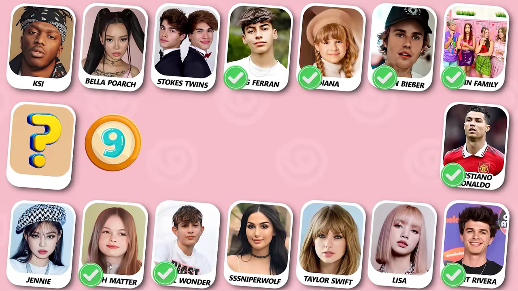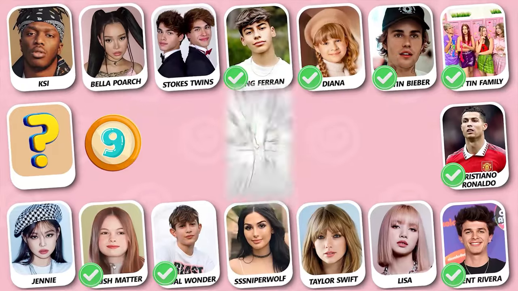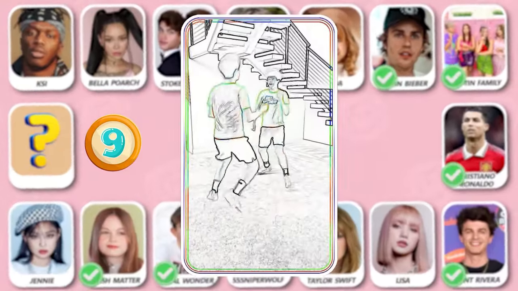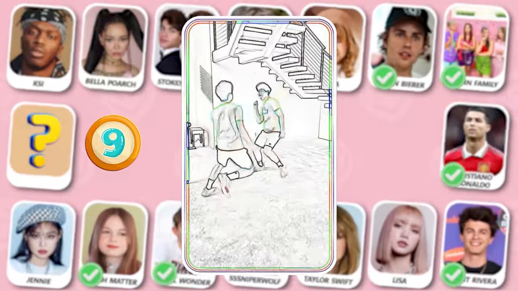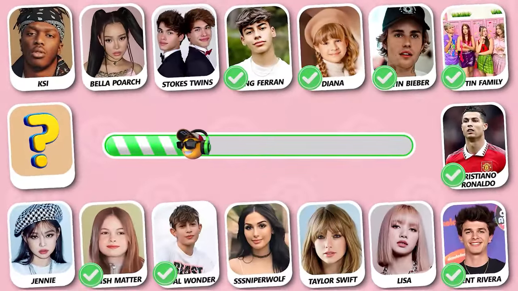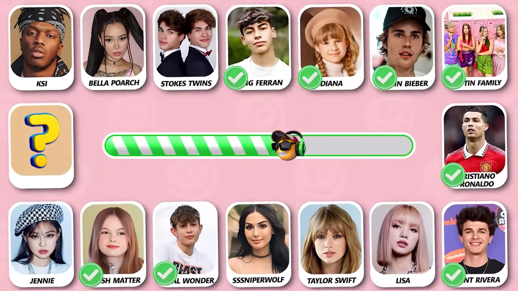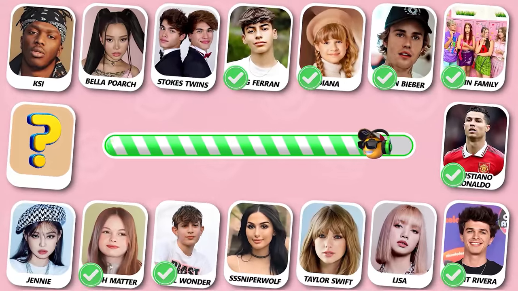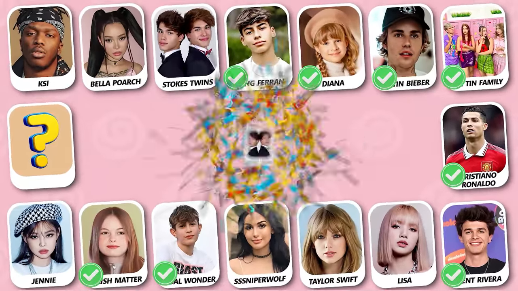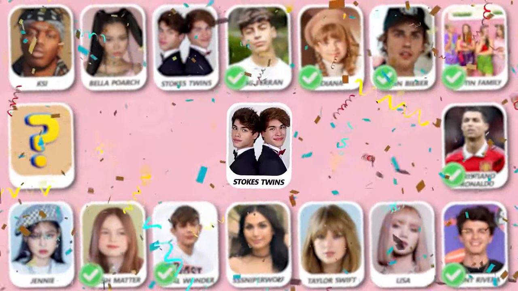Number 9. Guess who's dancing? Nice guess. The answer is Stokes Twins.